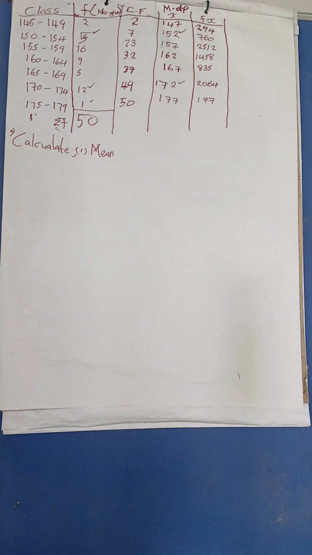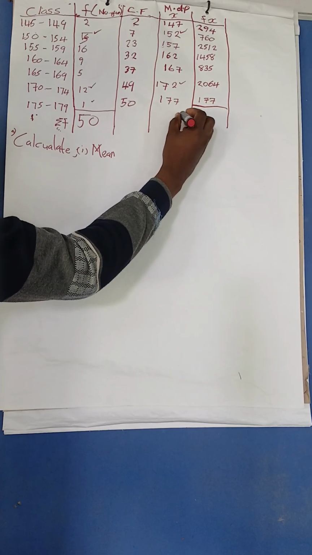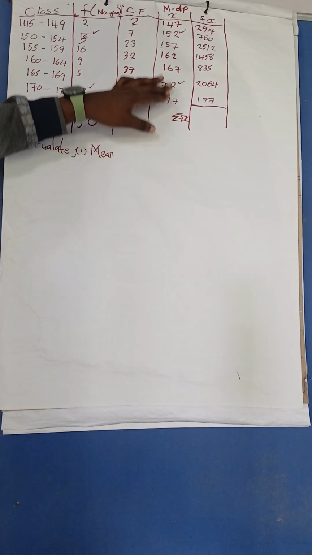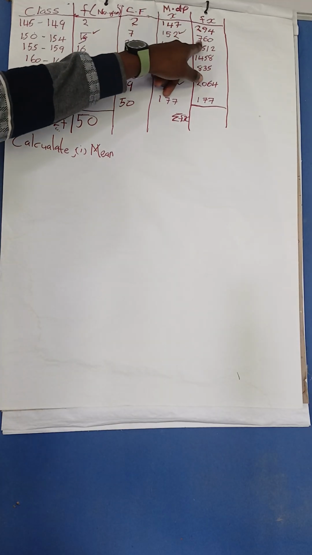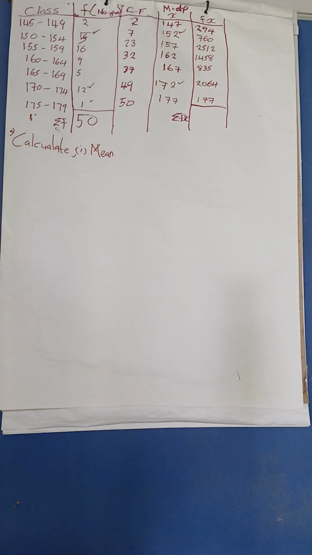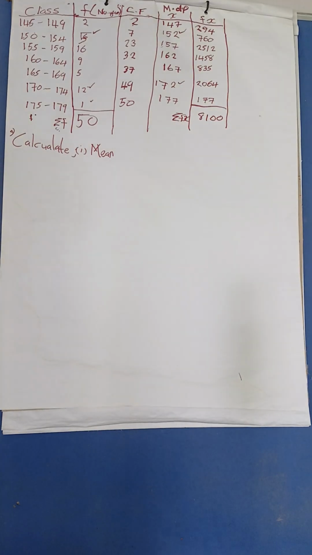Then we go ahead to find the summation of fx. You remember very well when I started, I said that to get the summation of fx, it's just a matter of adding this column. So it will be 294 plus 760 plus 2512 plus 1458 as you go down. If you add that with your calculator, on my end I'm getting 8100.